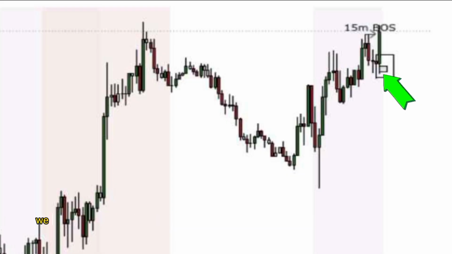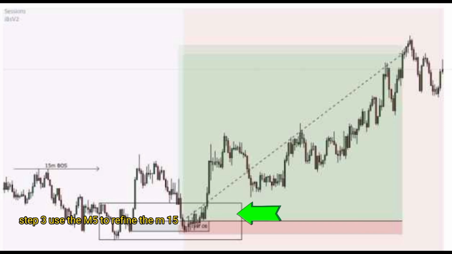From this image we can see that H1 is bullish, and we just got an M15 break of structure. You will now mark up the candle that caused the BOS demand zone. Step 3. Use the M5 to refine the M15 demand/supply zone or order block.